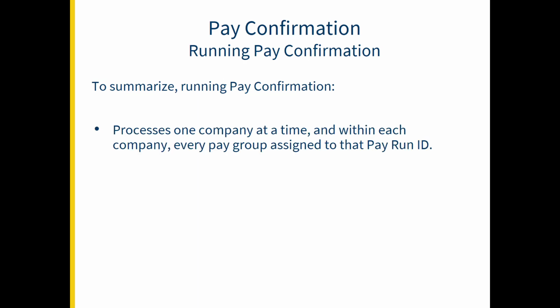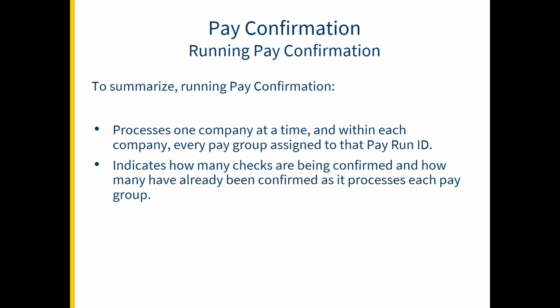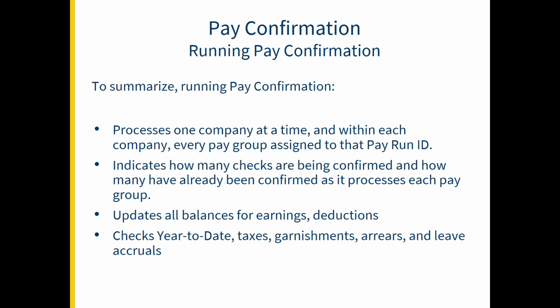To summarize, the pay confirmation process processes one company at a time, and within each company, every pay group assigned to that pay run ID. Indicates how many checks are being confirmed and how many have already been confirmed as it processes each pay group. Updates all balances for earnings and deductions. Checks year-to-date, taxes, garnishments, arrears, and leave accruals. And finally, assigns check and/or advice numbers.